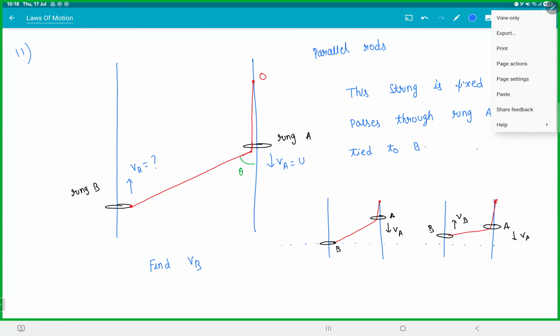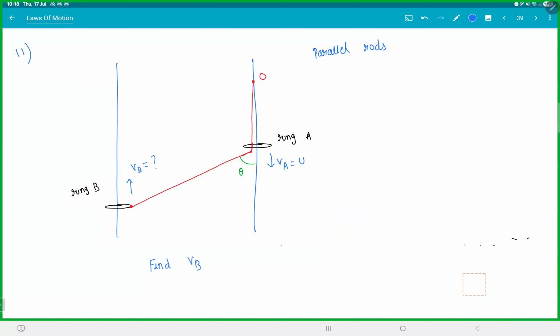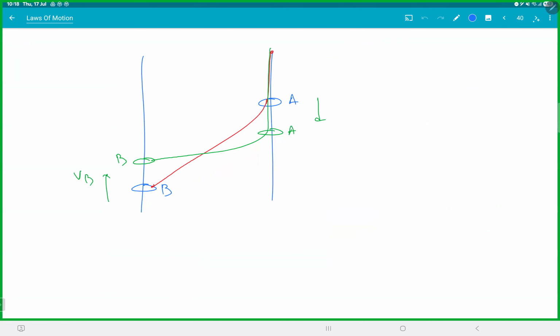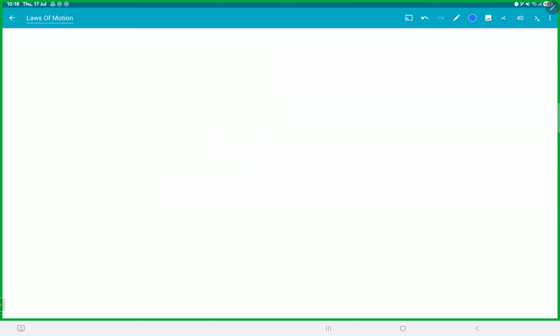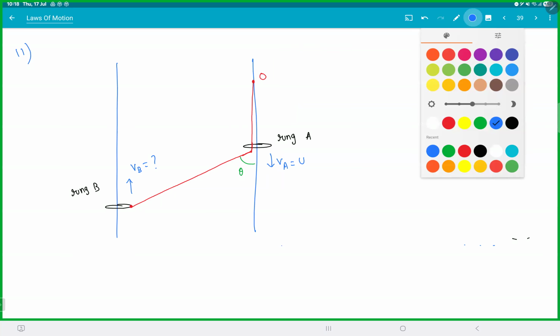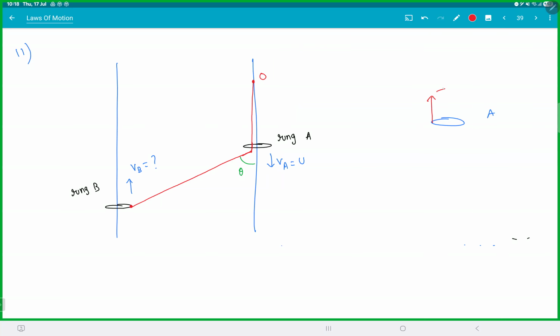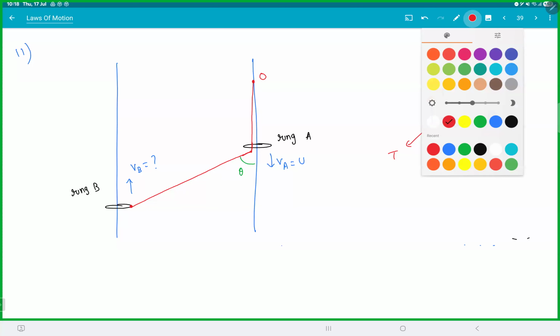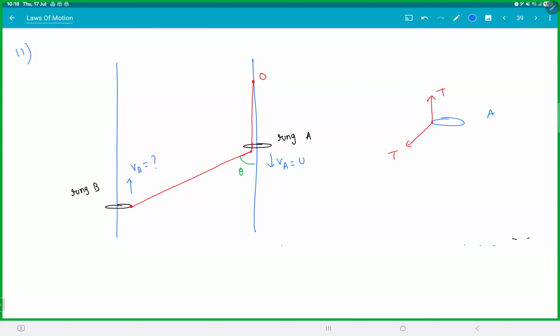Let's see. Same story, you just need to draw the tensions and finish it off. So just look at the tensions. If you look at ring A, how many tensions are there? The string is pulling up and the string is like this, isn't it? If the string is going through this, you can assume as if there are two strings there. So whenever it passes through, you can just relate it to be two strings. And this guy is going down.